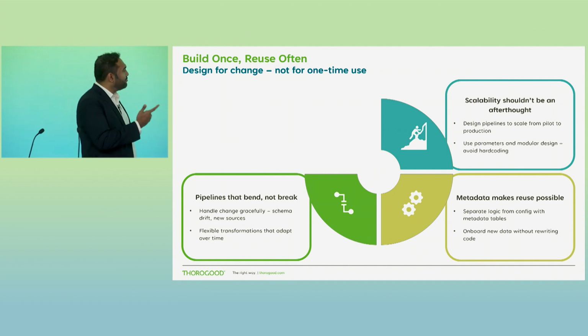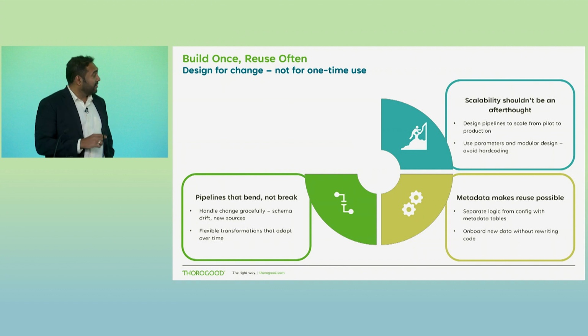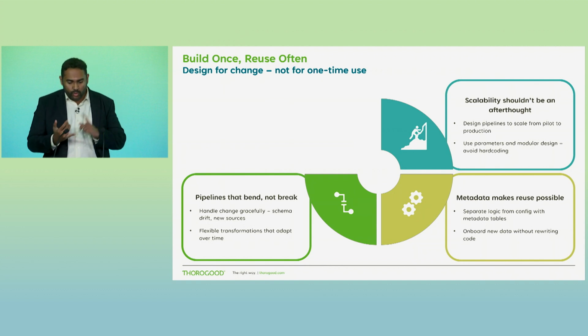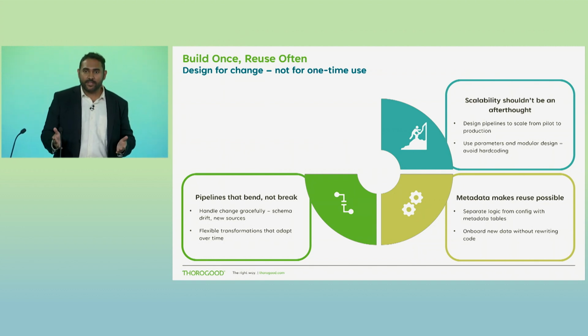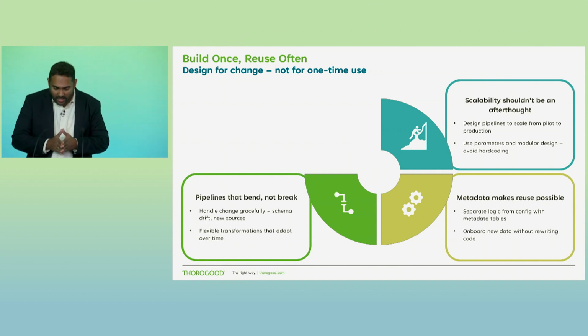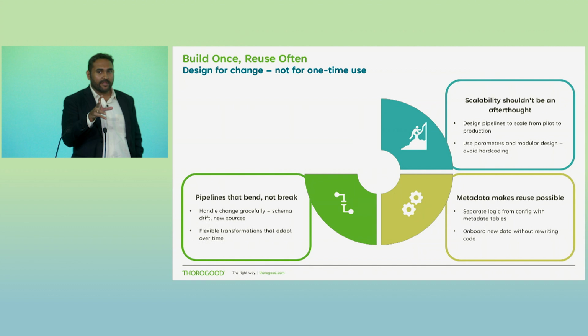Next is building pipelines that bend, not break. Data is always changing. You'll have new data sources coming in, and within existing data sources, you could have new tables coming in, new columns coming in existing tables. All of this, your design should be able to handle without falling apart each time a new thing comes in. Let me explain with an example.